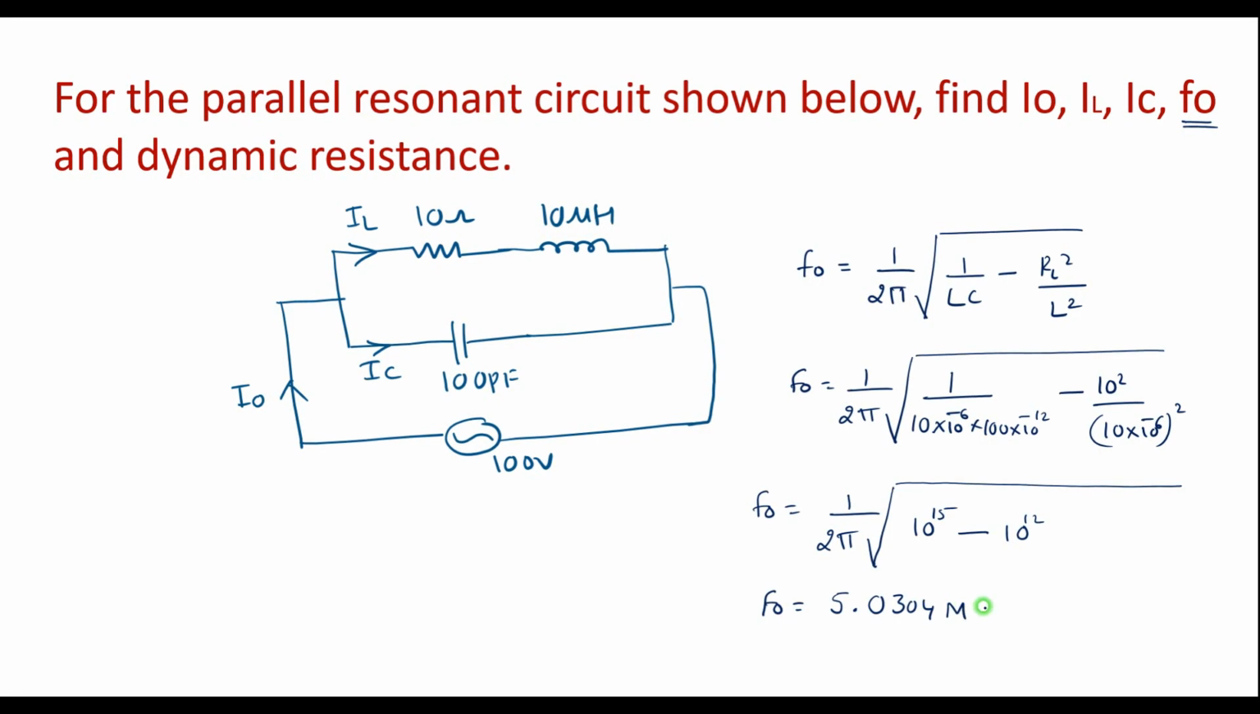So solving this, we get F0 equal to 5.0304 into 10 power 6 hertz, or F0 equal to 5.034 megahertz. So this is the resonant frequency F0. Now let me calculate the dynamic resistance first. The dynamic resistance is represented as ZD, and it is given by L by C RL.